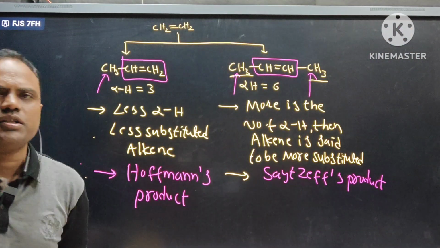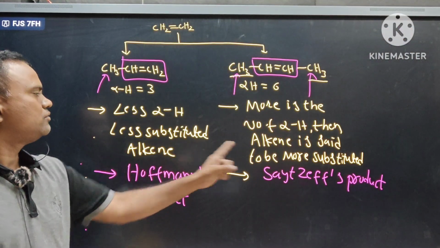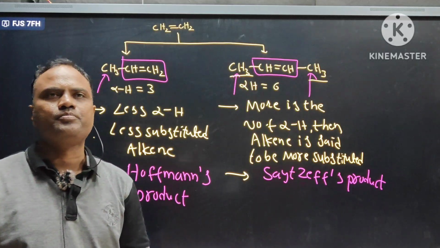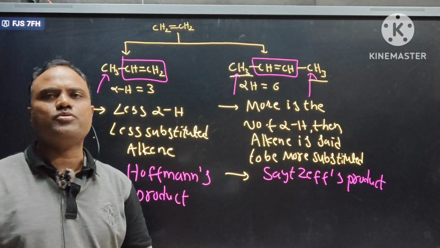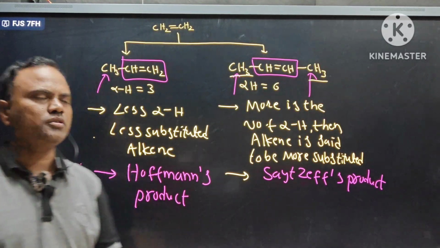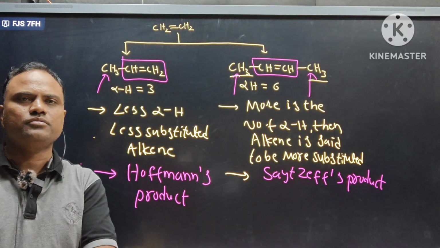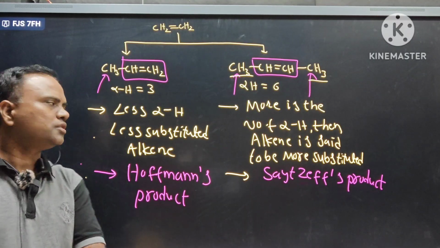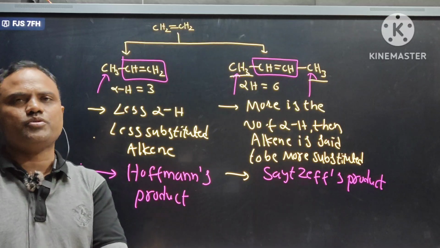What is Saytzeff's product? Highly substituted alkene is called Saytzeff's product. What is Hofmann's product? Less substituted alkene.